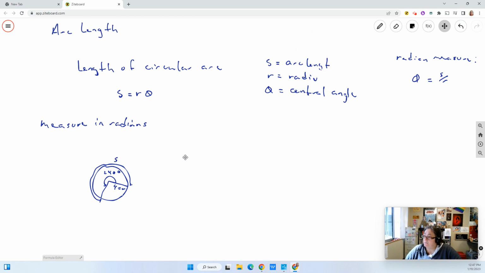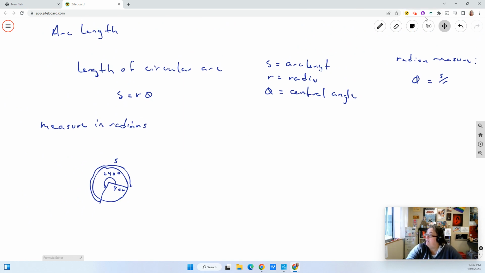So I know pieces of this, right? I know that my theta, that central angle, is 240 degrees. It was given to me, right? And I know that R, our radius, equals 4. 4 what? Inches. Call it inches. Doesn't matter. It's 4 of whatever unit. And we want to know what S is. It is our missing piece.